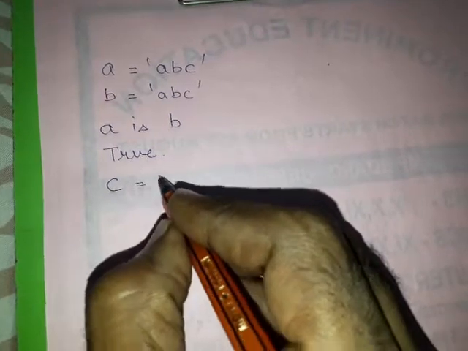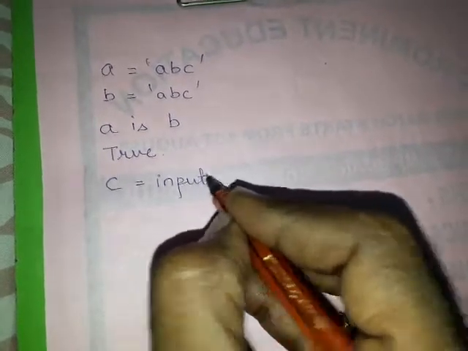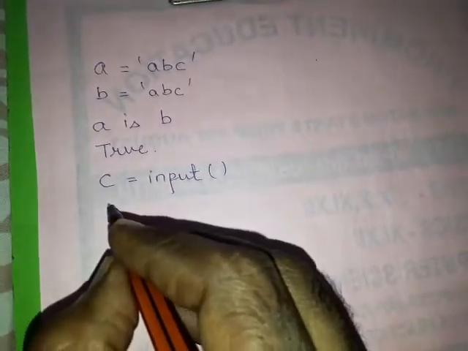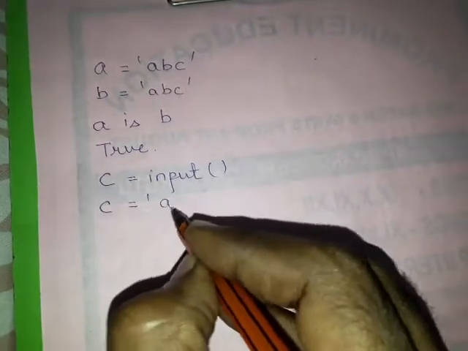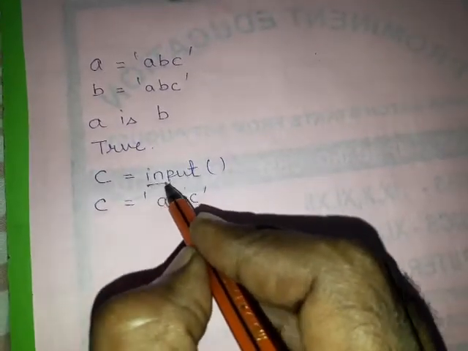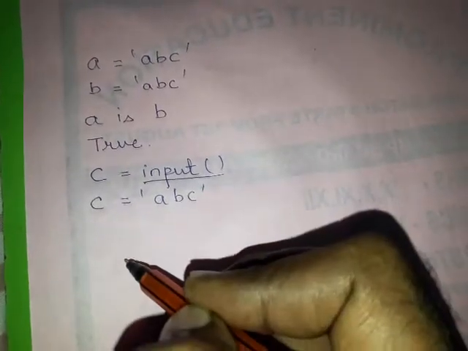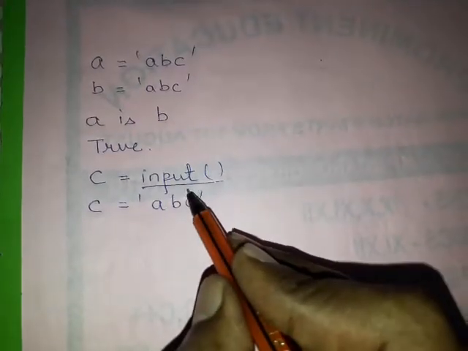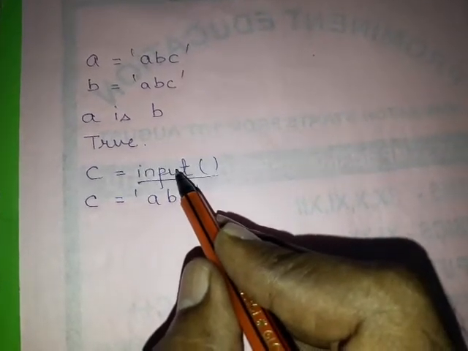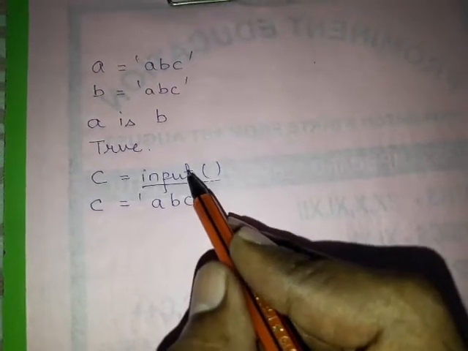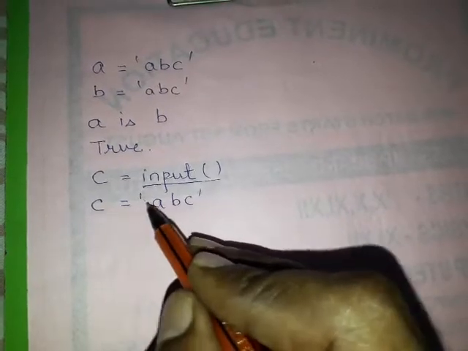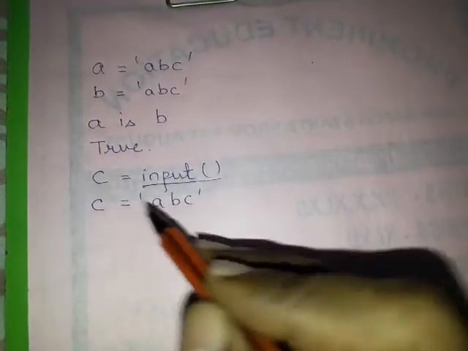But now if I am using another variable, C equals input, and the user will give the value ABC. I am not giving you the explanation about this input method yet. This input method takes the value from the user while you run the program. So while running the program, you have to give the value to C, and if you type ABC, then it will be assigned to C.